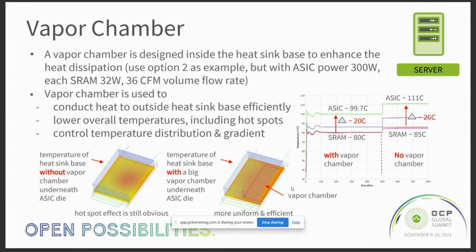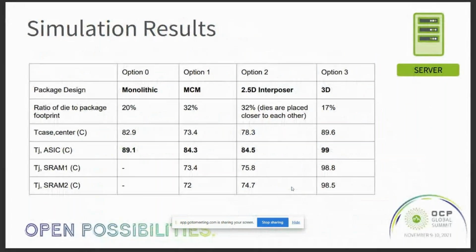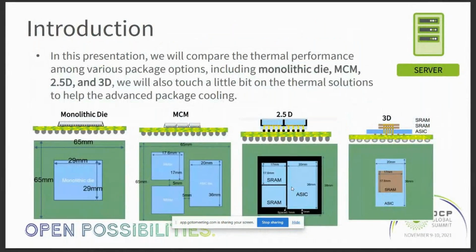Is the SRAM on the top in this diagram, or is the ASIC on the top? Let me go back to this here. So the SRAM is on the top, is it? For the MCM and 2.5D, the SRAM is beside it. I mean, I'm on about the 3D one. The 3D is at the top, yes. The SRAM is on the top, so the SRAM is the coolest, and the ASIC is underneath.